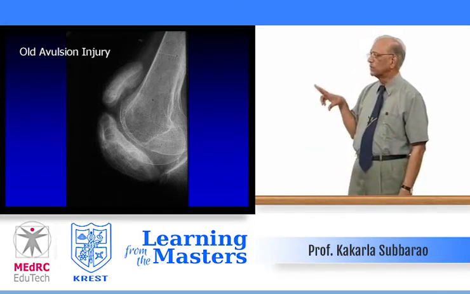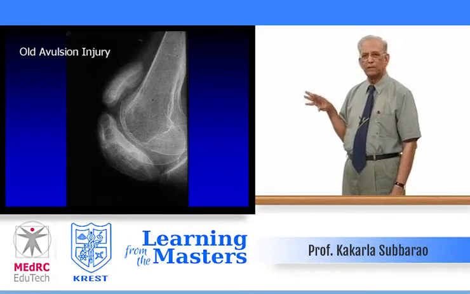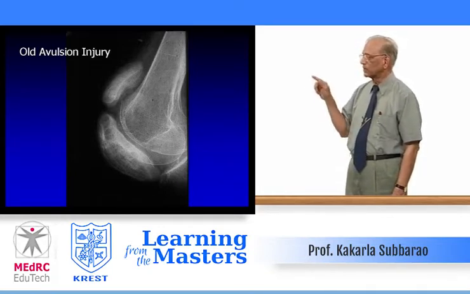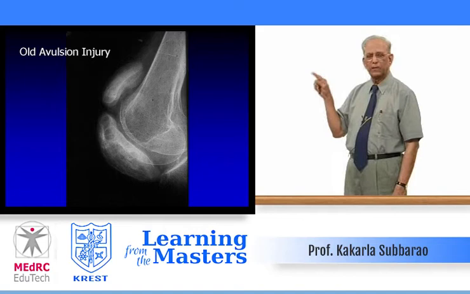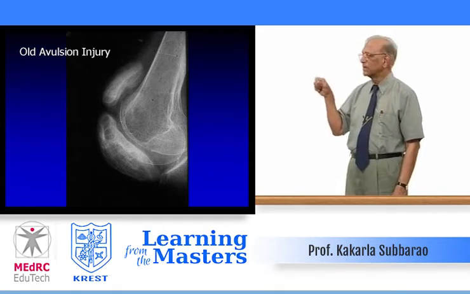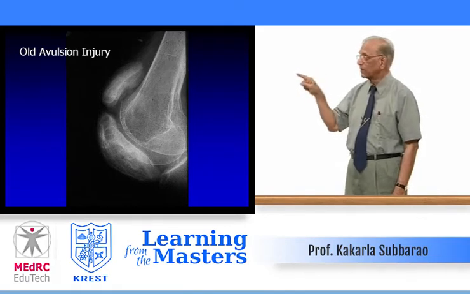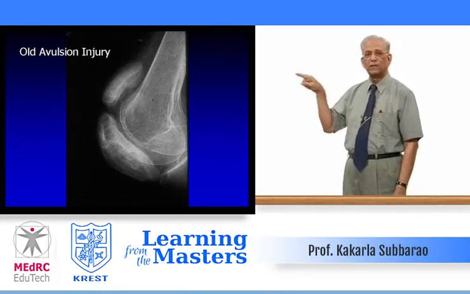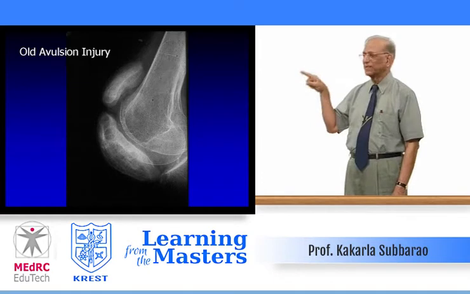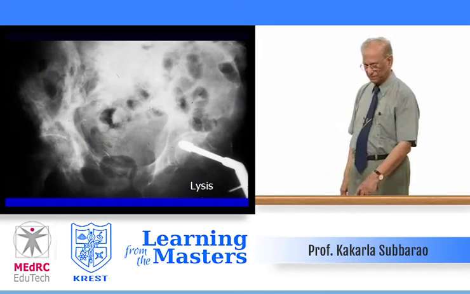Look at the knee joint, look at the patella. It is bigger, brighter. Not only that, there was an avulsion injury. The patella is attached to the quadriceps muscle. Whenever the quadriceps is avulsed, there is a fracture. And that fracture segment also got involved in Paget disease. That's the interesting feature of this case.